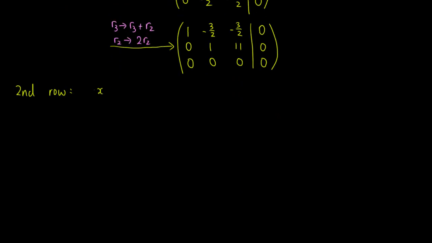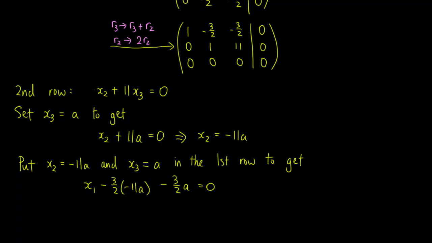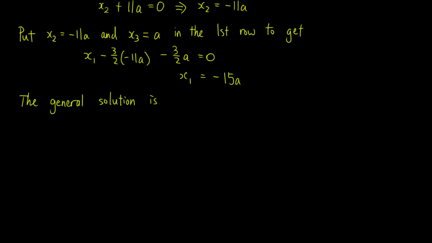The second row means that x2 plus 11 times x3 equals 0, so we set x3 equals a to get x2 plus 11a equals 0, so x2 equals negative 11a. Then we put x2 and x3 in the first row to get x1 minus 3 halves times negative 11a minus 3 halves a equals 0. So x1 equals negative 15a. Hence, the general solution is (negative 15a, negative 11a, a), where a is a real number.